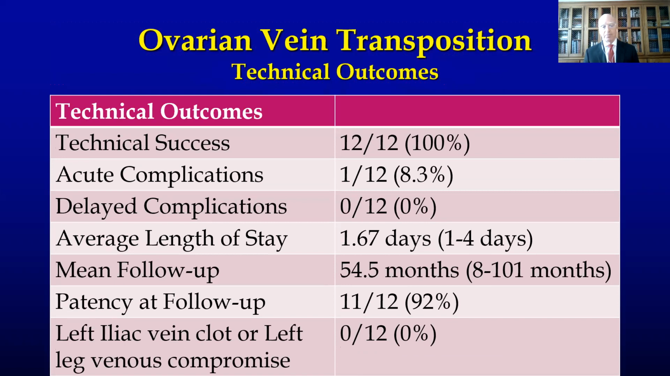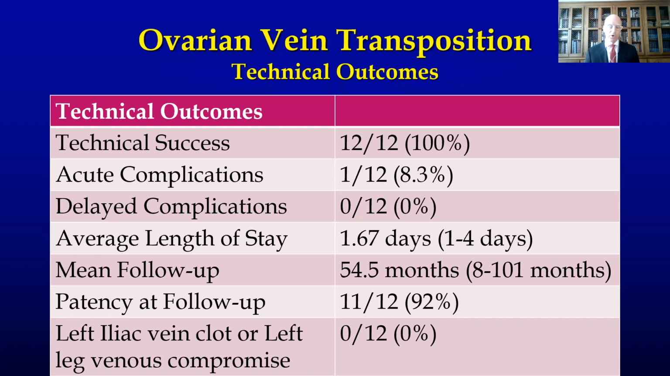There was one acute complication, which was bleeding from a pressure cannula site in the left ovarian vein. This required immediate return to the operating room for treatment. The patient subsequently did well. There were no delayed 30-day complications. The length of stay was under 2 days.